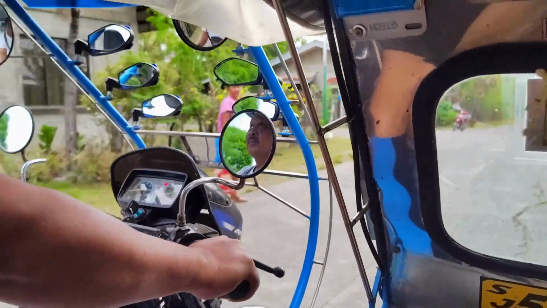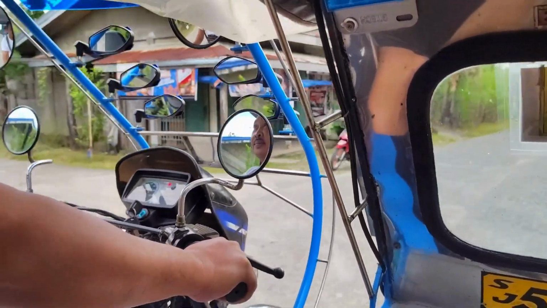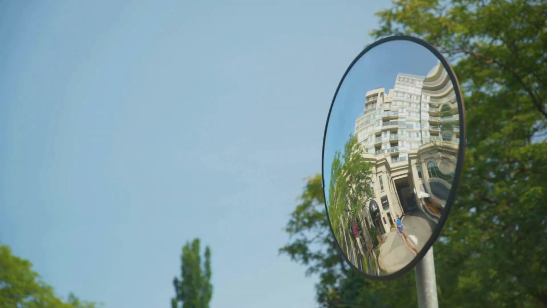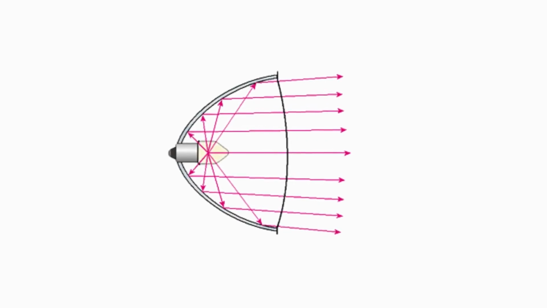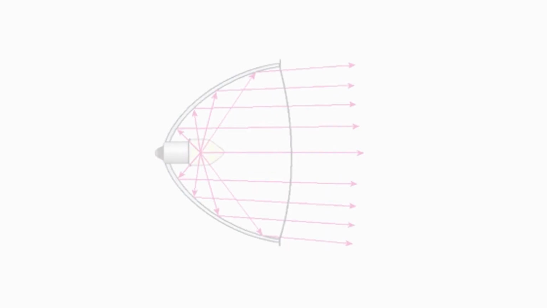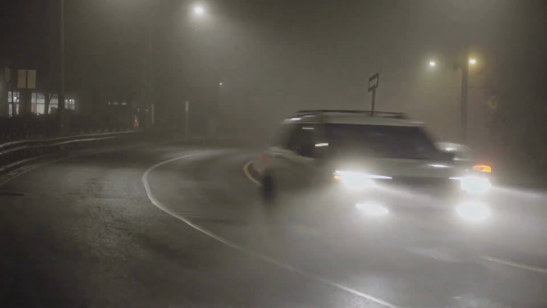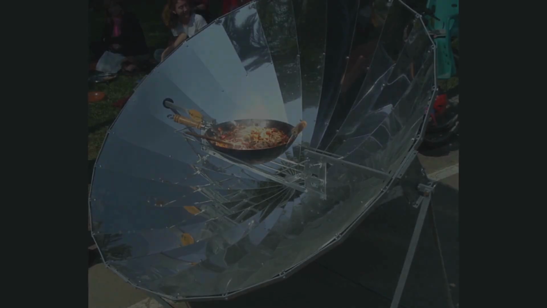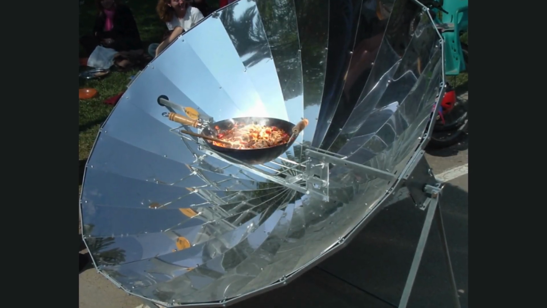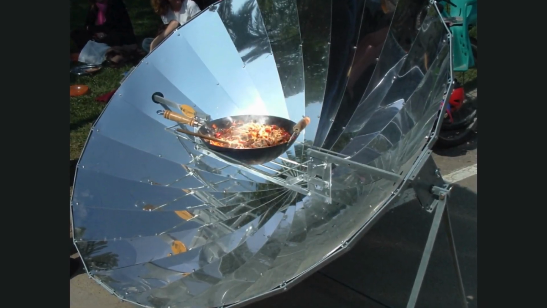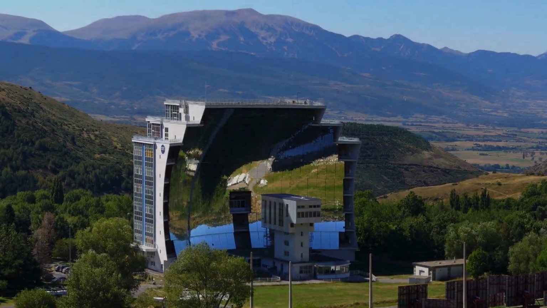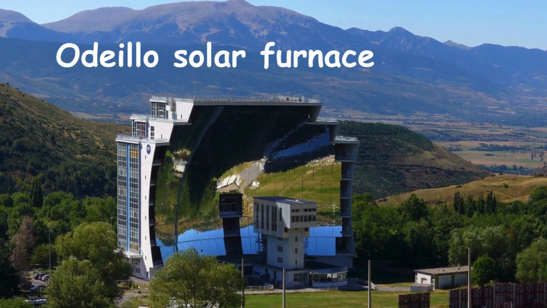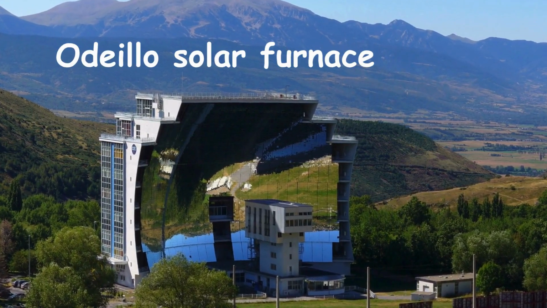Convex mirrors are used in car rearview mirrors and safety mirrors because they expand the field of view. Concave mirrors are used in car headlights to make light rays travel in parallel. They also appear as cosmetic mirrors or magnifying mirrors because they enlarge images when the object is close. Large concave mirrors can even concentrate sunlight to boil water or cook food. And in solar furnaces, they can reach temperatures high enough to melt metal.